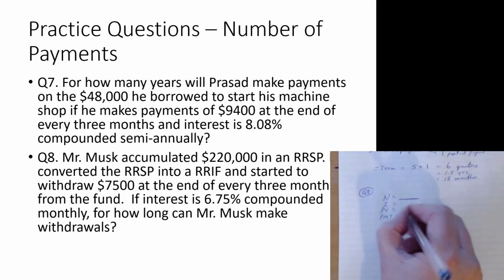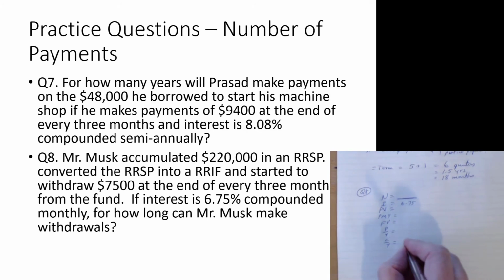What do we get? Interest rate we get 6.75%, compounded monthly. So there's 12 of those. How often do we get paid here? Every 3 months. So that's 4 times per year. You accumulate it in an RSP. He converts the RSP into a RIF. So we're talking about the RIF here, or the RRIF.